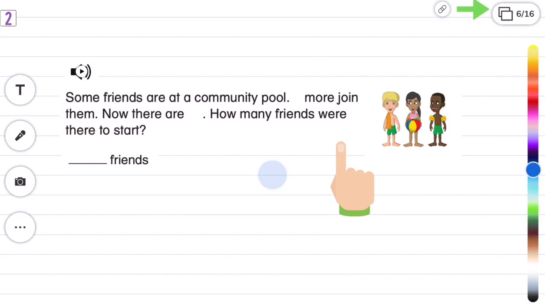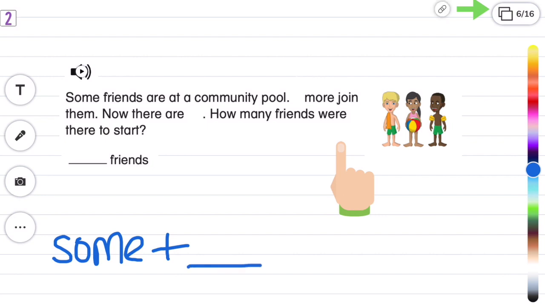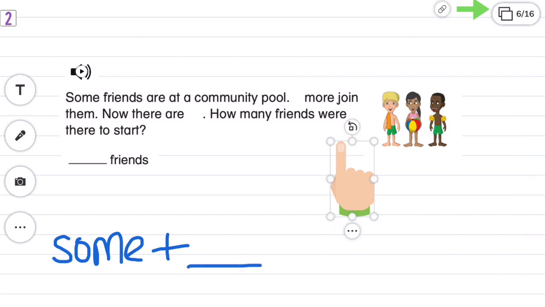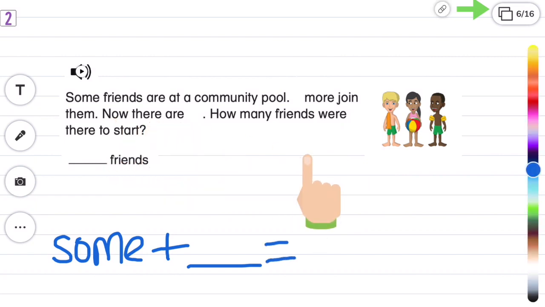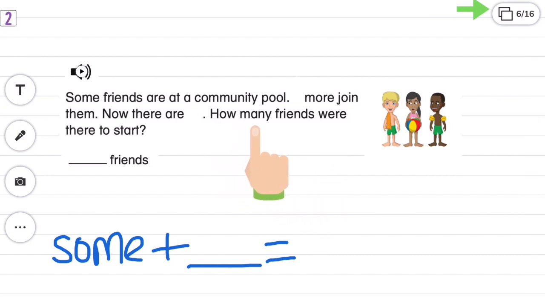Okay, well, I need to get my information straight, so I'm going to get my pen tool. Some were there, and then more joined them. So I know if I have more, that means I'm adding. That's who joined them. Now let's keep reading. Now there are blank. How many friends were there to start?